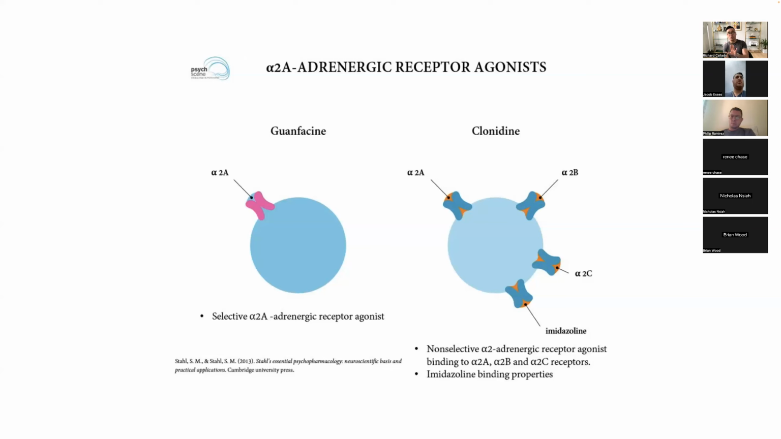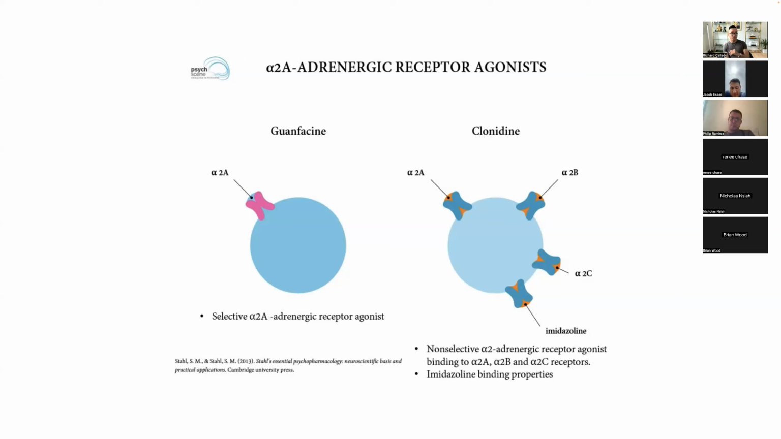Alpha-2B, I'm sorry, is actually on the smooth muscles of your vessels. That's why it causes the blood pressure and pulse issue. Alpha-2C is actually central. So alpha-2A and alpha-2C are in your brain. And alpha-2C, when you innervate that, it actually causes sedation and relaxation. All right. So it makes sense.